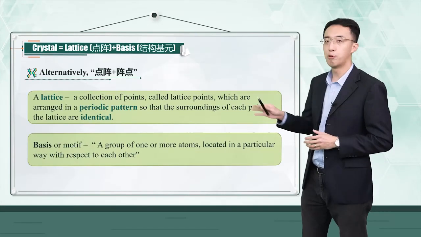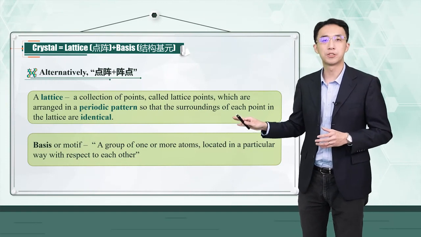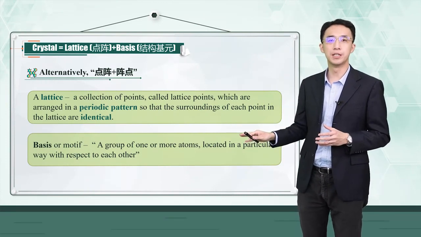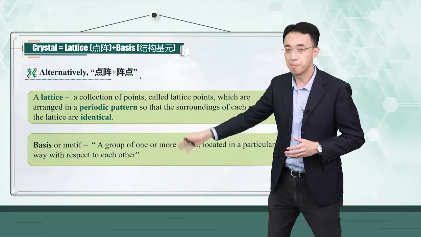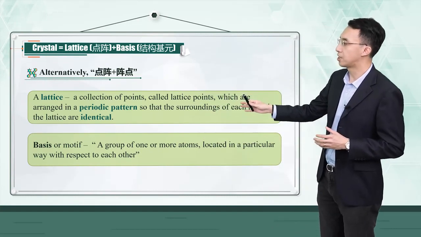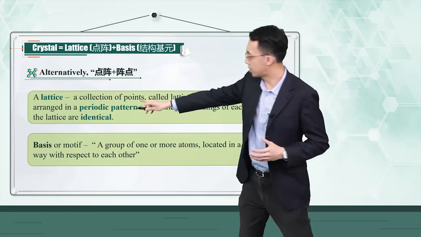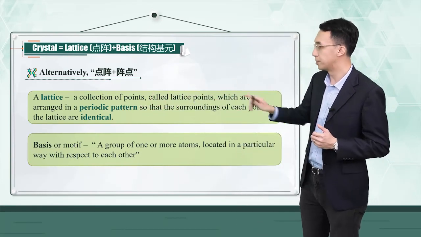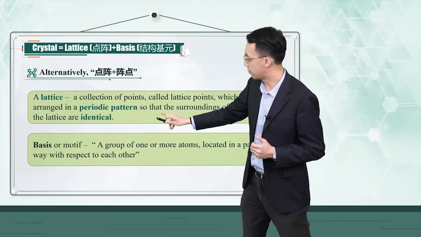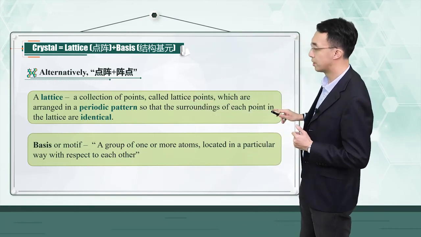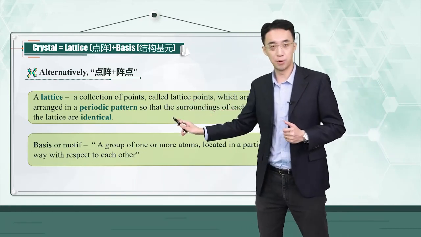An important concept for describing the real crystal structure is the lattice and the basis. A lattice is a conceptual thing, indicating a collection of points called lattice points, which are arranged in a periodic pattern so that the surroundings of each point in the lattice are identical.